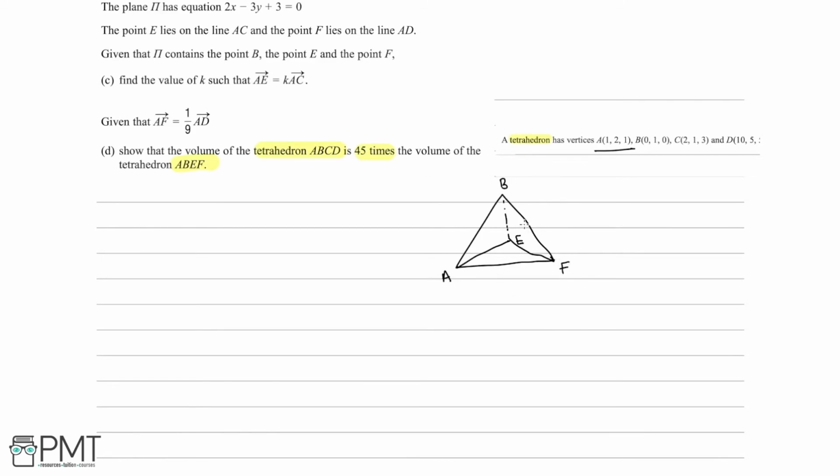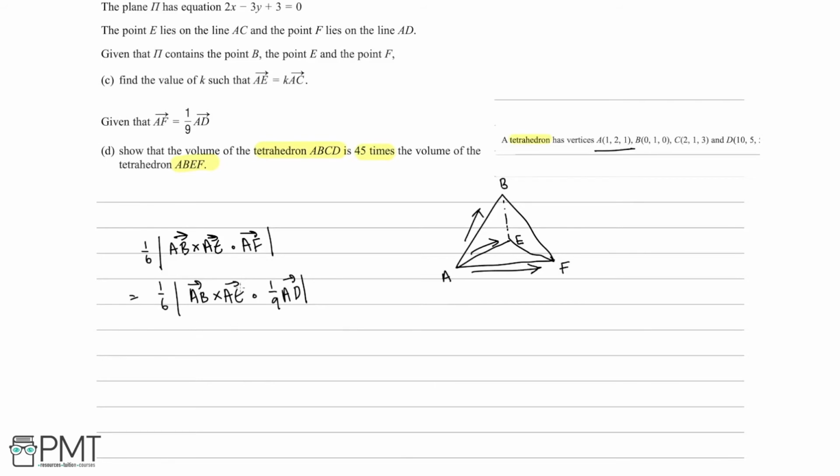Now regularly, using our volume of a tetrahedron formula, we'd find this by doing 1/6 multiplied by the magnitude of AB cross AE dotted with AF. This is AB, this is AE, and this is AF. However, we're given that AF is equal to 1/9 times AD, and thus this can be rewritten as 1/6 multiplied by the cross product of AB and AE dotted with 1/9 AD.